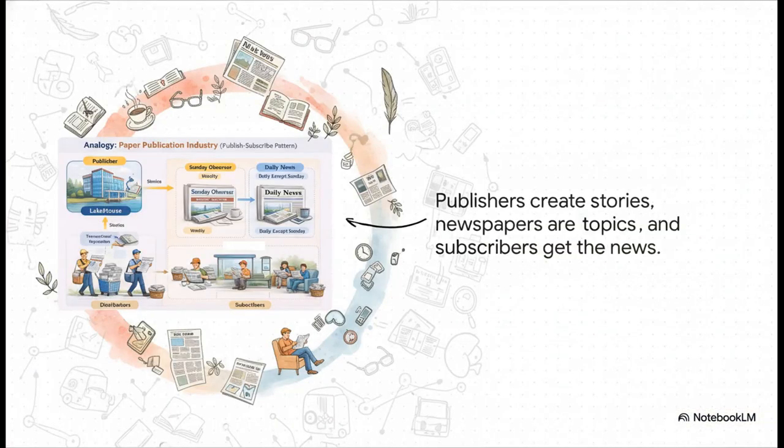So check this out. You've got a publisher, right? Like a news agency. They're just writing stories all day. Those stories get put into different newspapers. Maybe there's a daily sports paper and a weekly business paper. Think of those papers as categories, or what we're going to call topics. Then you've got the subscribers. That's us, the readers. If you love sports, you subscribe to Daily Sports. If you're into business, you get the weekly.